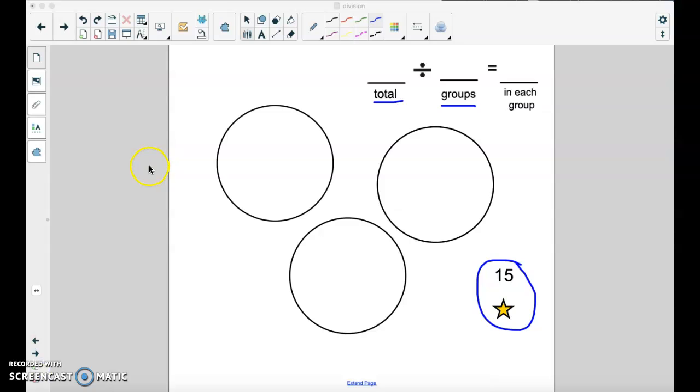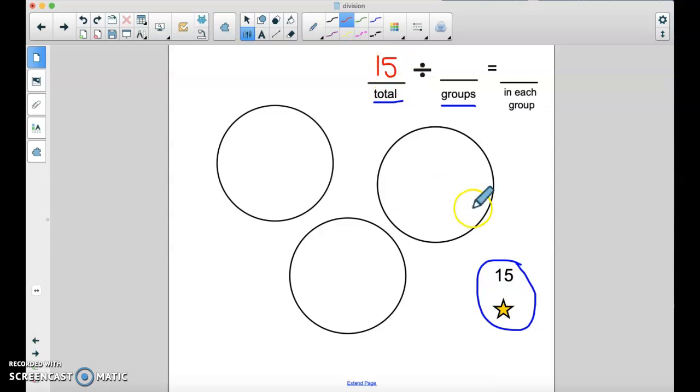You knew that 15 is the total amount of stars we have. So that means I have to start with the big number first. This always has to be the largest number right here. 15, because I have 15 total stars. How many groups are there? 1, 2, 3. Well, there's 3 groups. So there we go. I got 3 groups. Look, I got my problem right there.